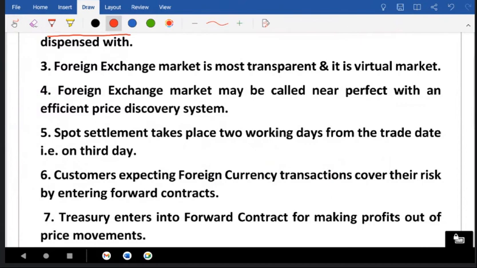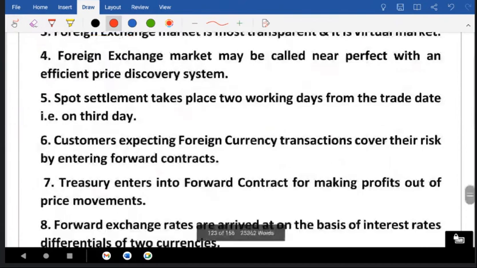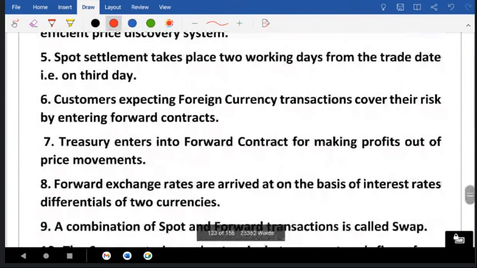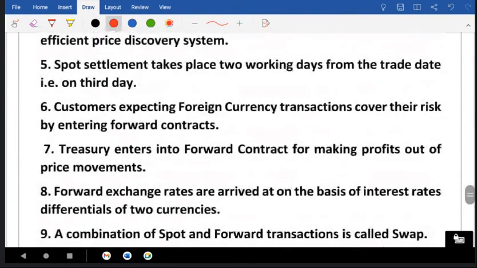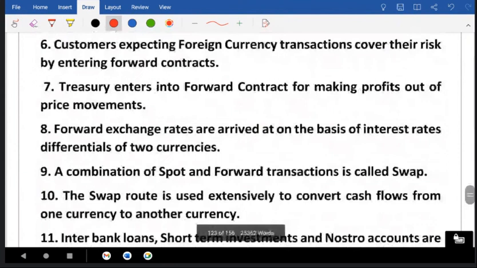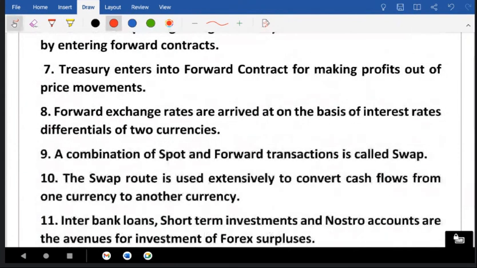You will go for the forward contract so that you will get the same rate of currency. That means whatever rate you enter, you will get the same rate. And treasury enters into forward contracts for making profit out of the price movement. Forward exchange rates are arrived at on the basis of the interest rate differential of two countries.